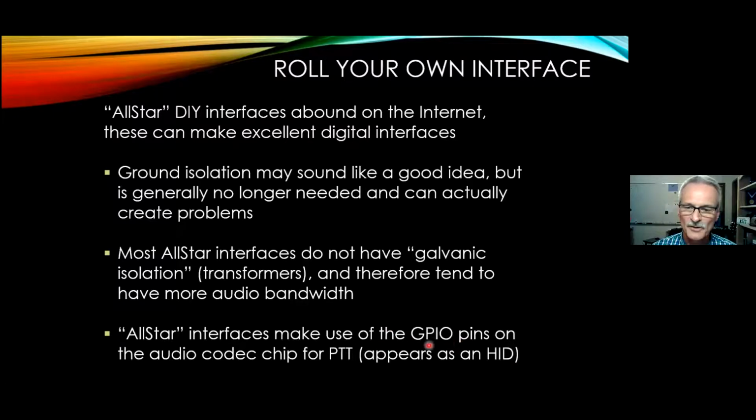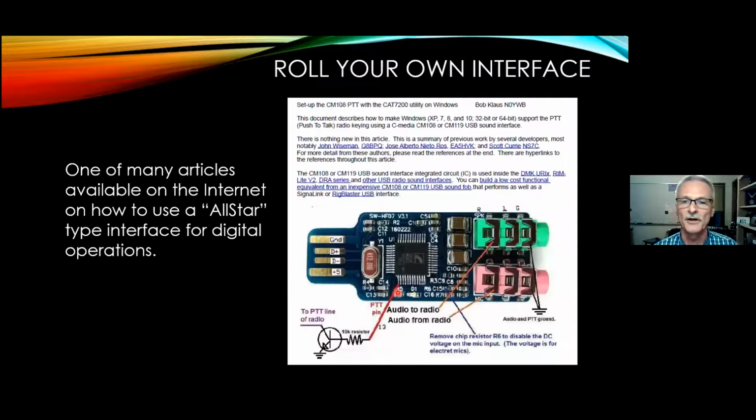So we can make use of these general purpose IO pins for doing the push to talk function on our interface. Typically in the audio codec chip, the IO pins appear as what we call an HID, or human interface device, as far as the operating system is concerned. That can be a little bit tricky. We have to have software that's capable of talking to an HID device and asserting one of the GPIO pins. We've done that with a couple of the software applications, but not all of them. I'll talk a little more about that further on.